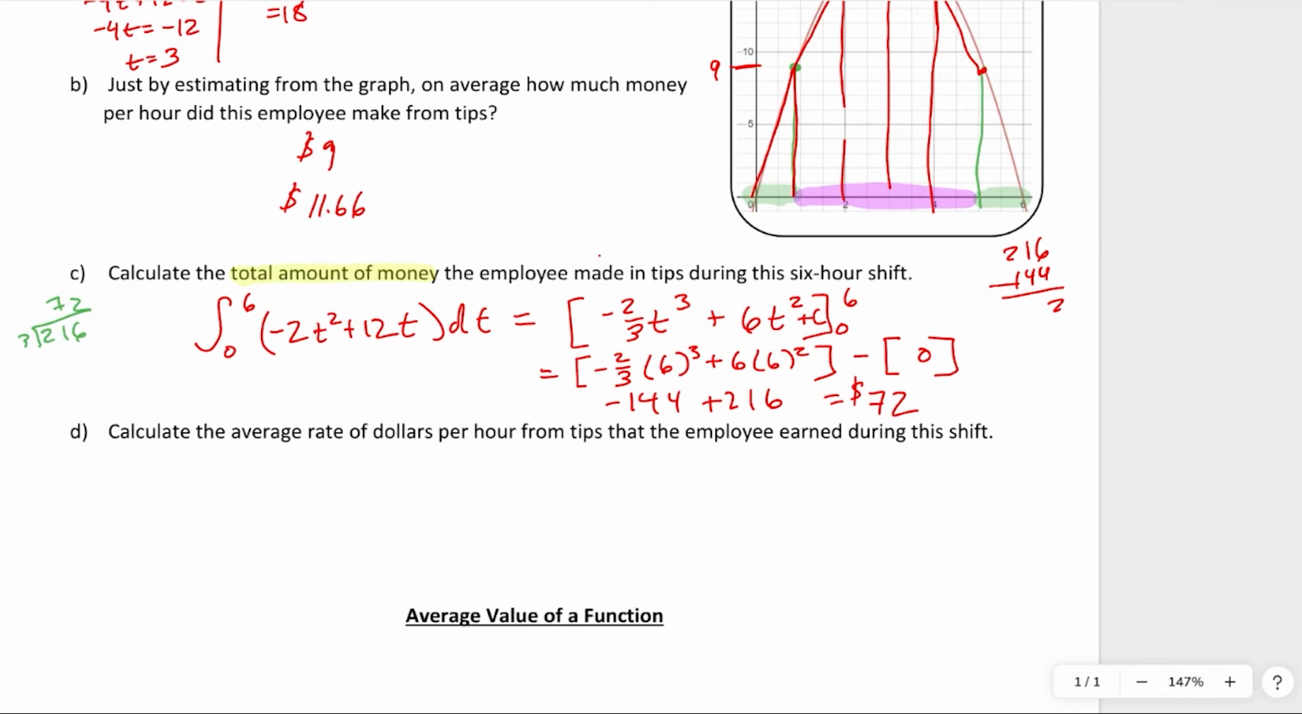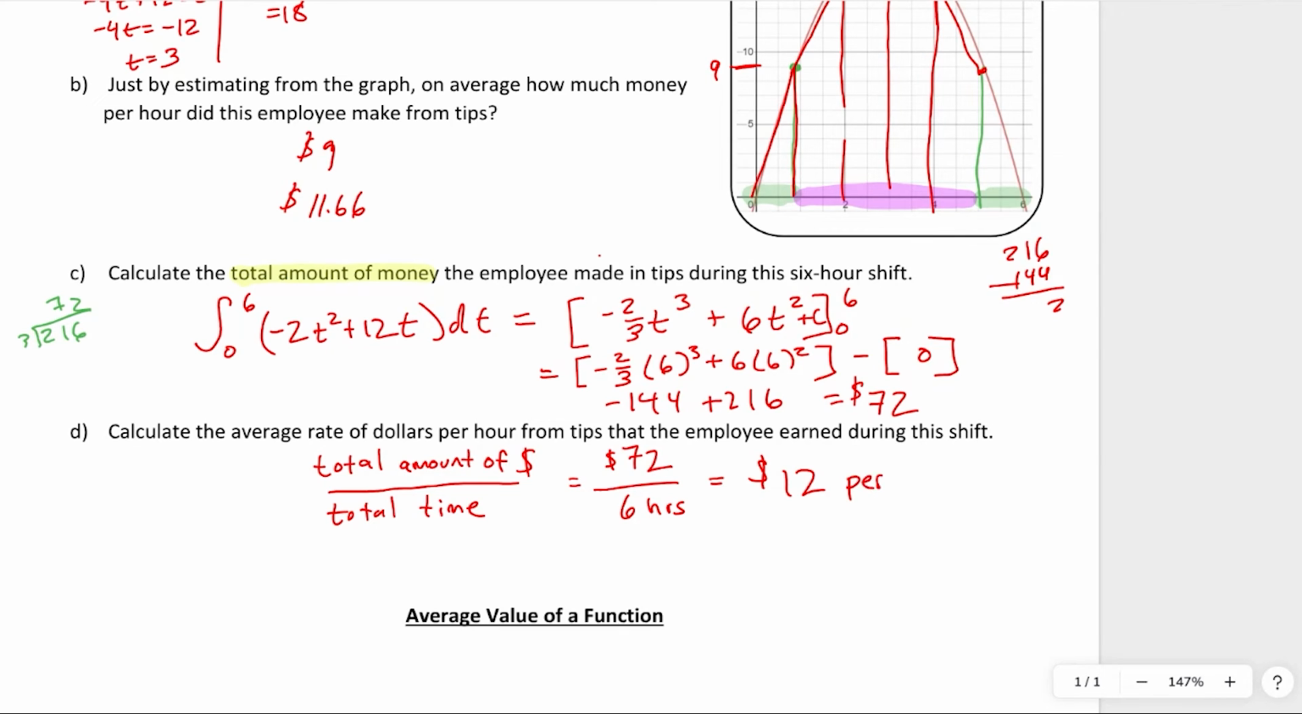Okay, so if we want the average rate of dollars per hour from tips, we need to take that total amount and divide by the total time. Right, so $72 divided by 6 hours gives us $12 per hour.